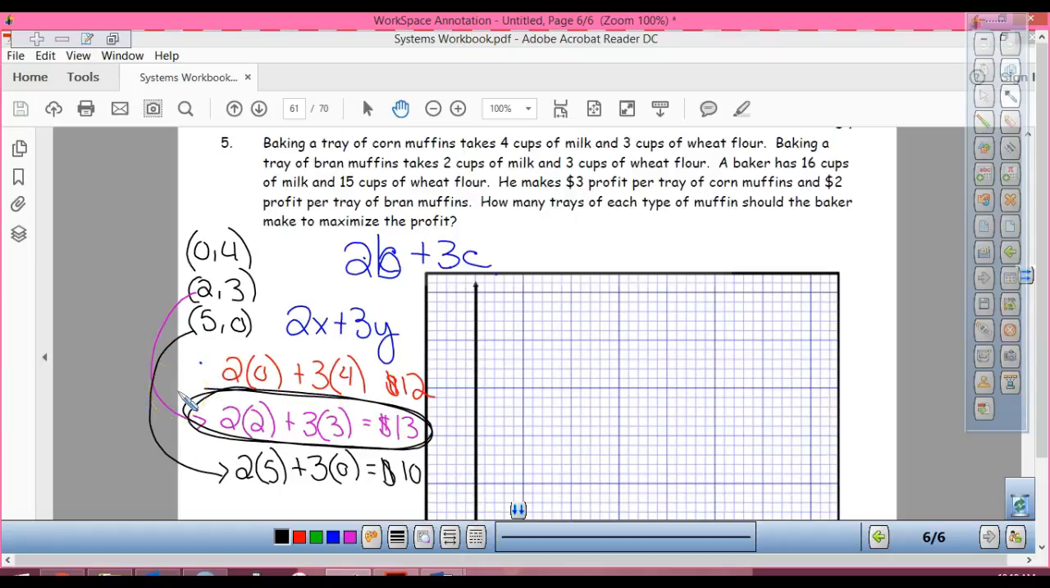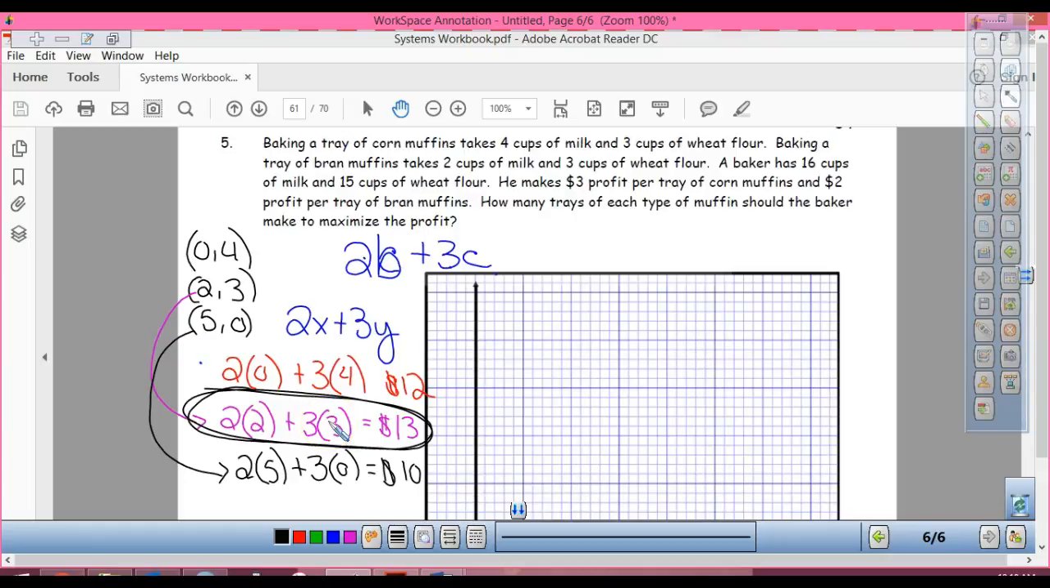What's that mean? It means if we make 2 trays of bran muffins and 3 trays of corn muffins with what I have, that's how I maximize my profit. If I don't make any trays of bran muffins and 4 trays of corn muffins, I only make $12. If I make 5 trays of bran muffins and no corn muffins, I only make $10. But if I make 2 bran muffins and 3 corn muffins, that's where the money's at.